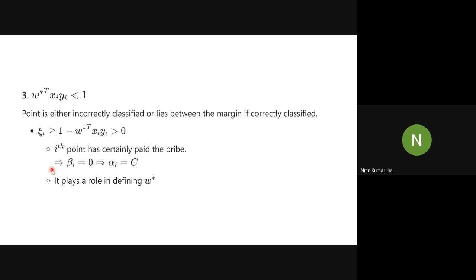Okay. So any other doubts till this point? If not, we can move to the other part.